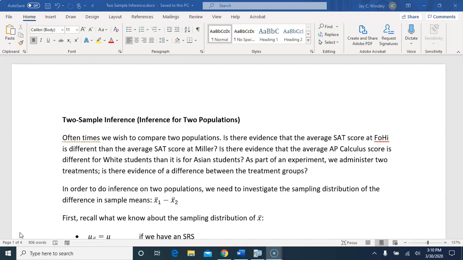Probably the number one way this comes up is when you have an experiment with two treatment groups, and you're testing to see if there's a significant difference between the way the treatment groups responded to their treatments. But you could also ask questions like, is the average SAT score for one group of people or one population significantly different than the average SAT score for a different population, and other such questions.